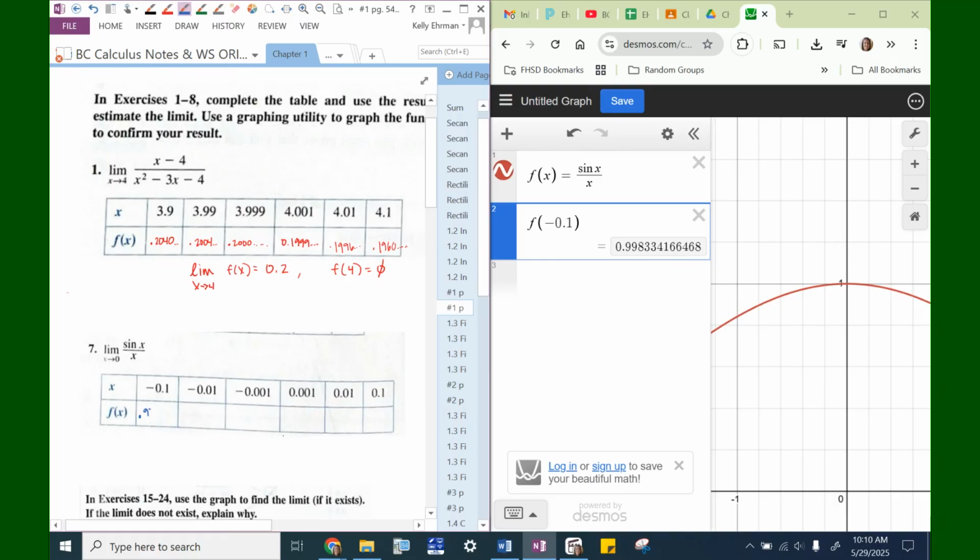Sorry if my handwriting's crazy. And then what if we make this 0.01? Well, that's getting awfully close to 1, right? And what if we add an extra 0 in there? Yep, even closer. And if we take off the negative sign, I'm going to stop filling in these numbers just because that's kind of tedious.